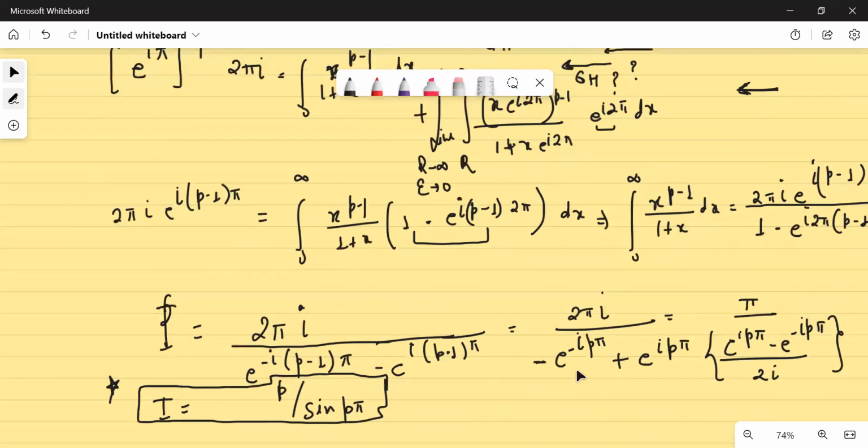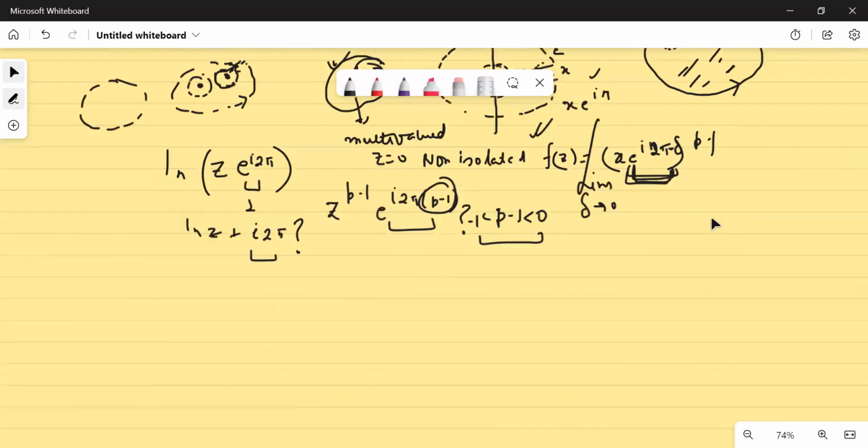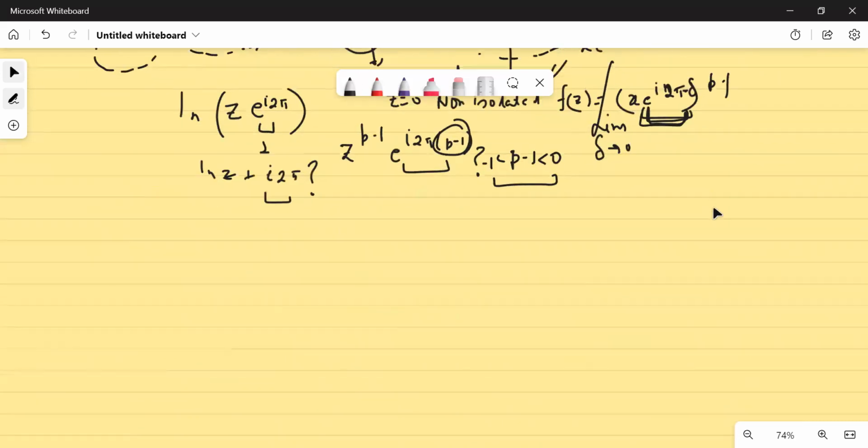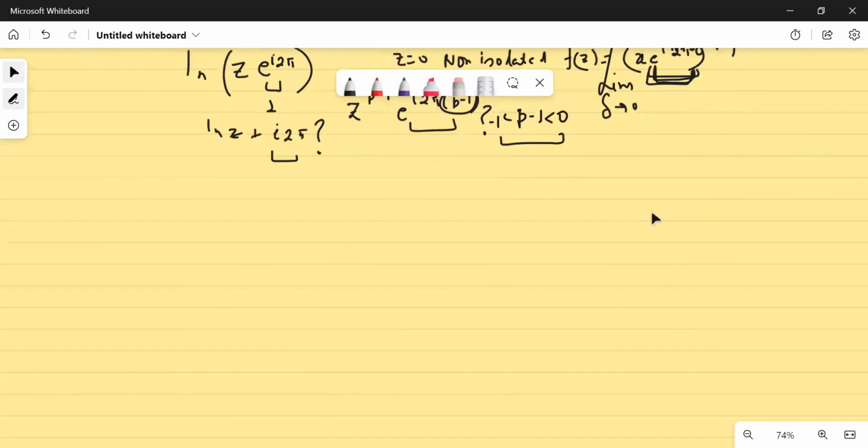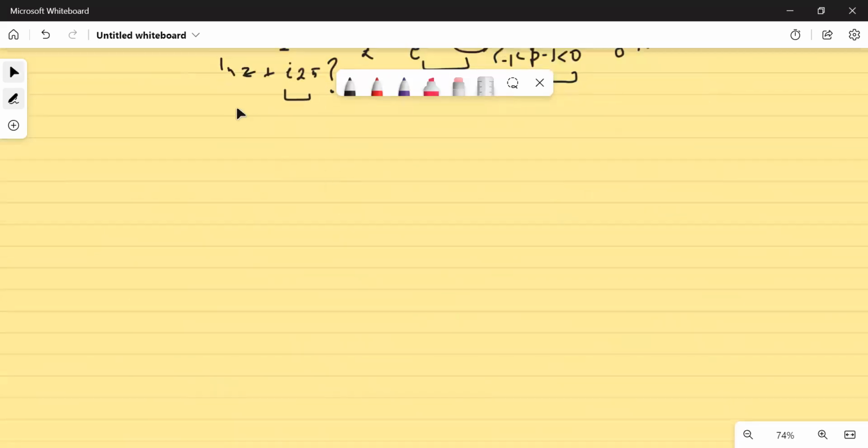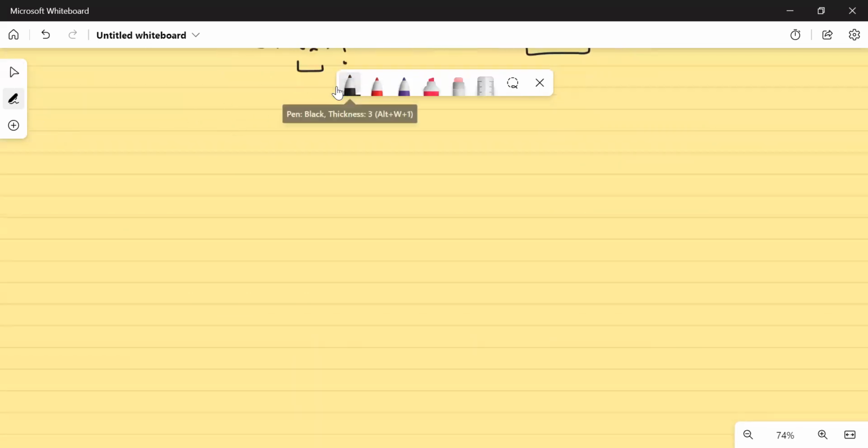Mostly it would have to do with the presence of the non-isolated singularities. Branch points are in general non-isolated singularities. Okay. So let us move ahead and see a few more questions.